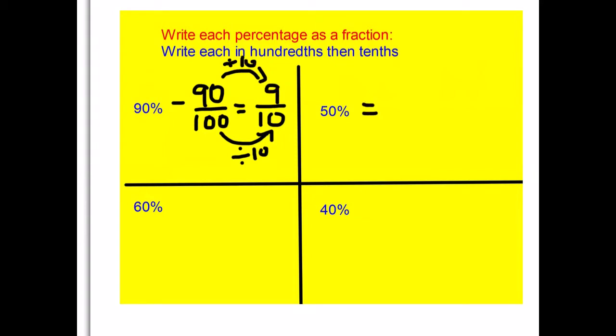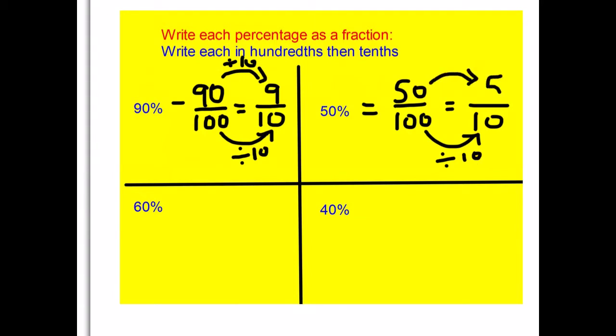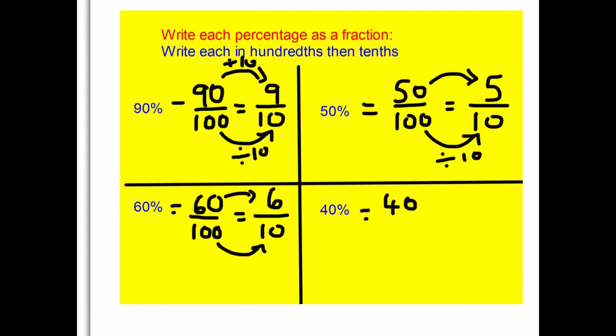My 50, so 50 over 100. Again, we're turning it into tenths next. So to get from 100 down to 10, I've divided it by 10. So I must do the same to the top. It gives me 5 over 10, 5 tenths. My 60%, so 60 over 100. And again, I'm sure we know what to do by now. We're turning it into tenths, so I divide the bottom by 10. I divide the top by 10 to get my 6 tenths. And my 40%, 40 over 100. Turning it into tenths, simply 4 tenths.